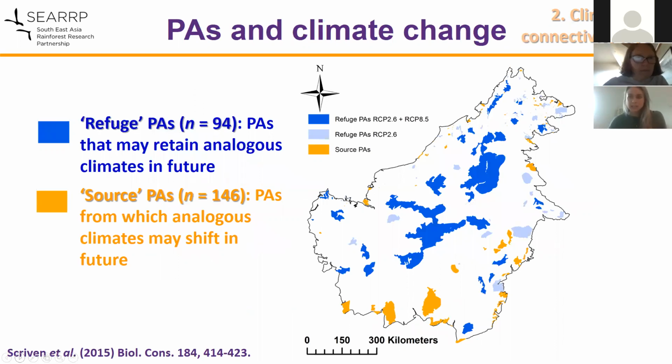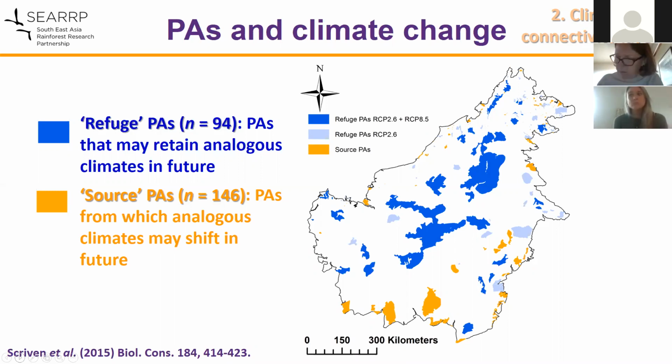So then the second layer that I'm going to talk to you about is the climate connectivity layer. And this is based on some work that I did as part of my PhD with Jane at York. And there's also more information in our biological conservation paper, which there's details on the bottom of the slide. So I looked at the protected area network across the whole of Borneo, and based on current and future temperature projections, I determined which protected areas are likely to become too warm in future.